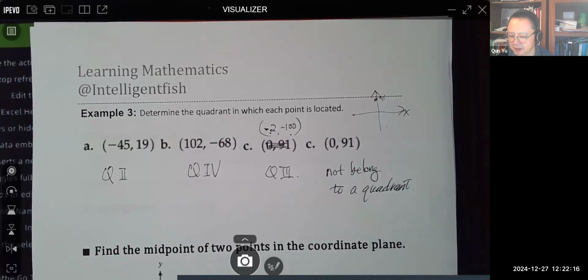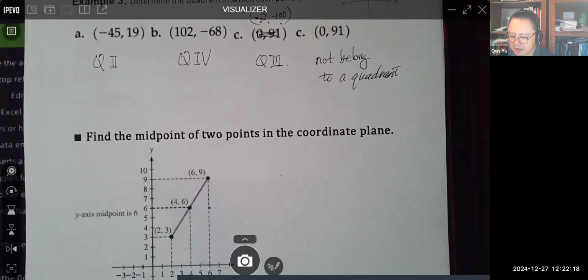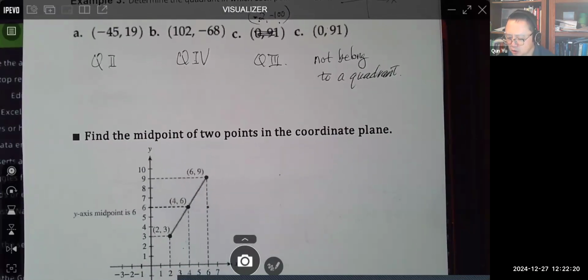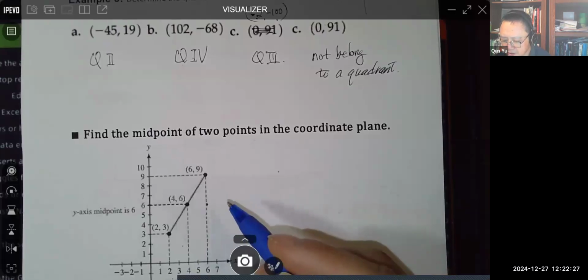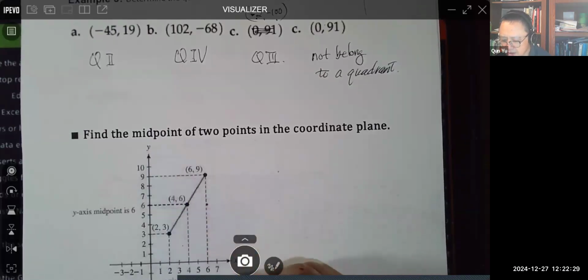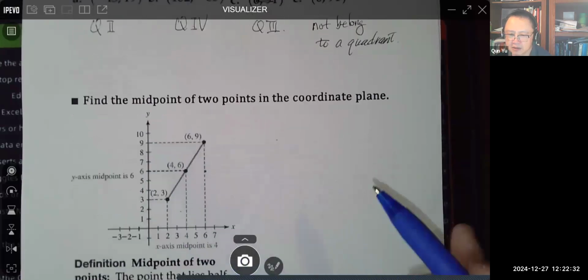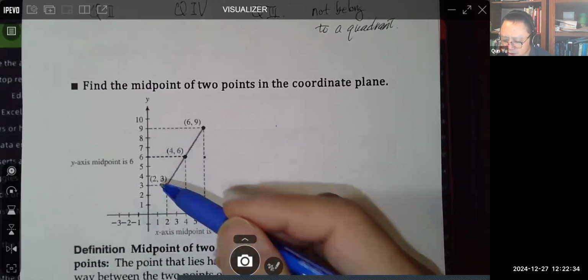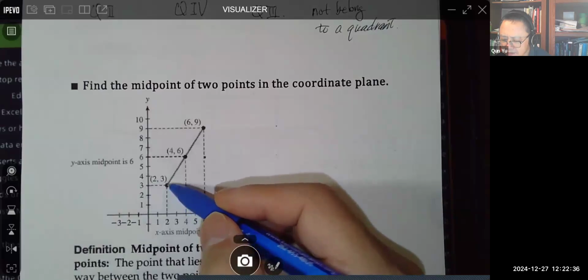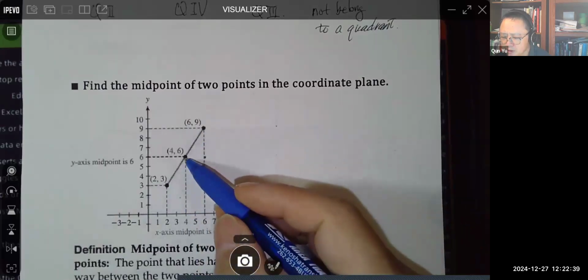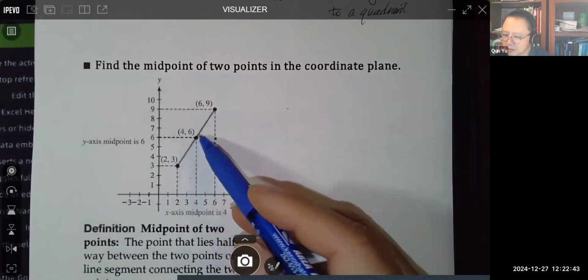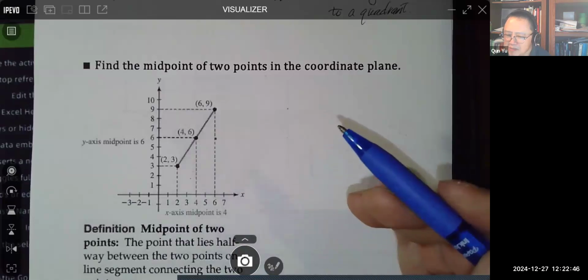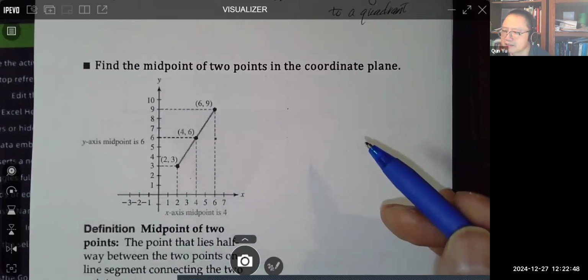Now next, find the midpoint of 2 points in the coordinate plane. Let's look at this chart. This is a demonstration. We have this rectangular coordinate system. We have 2 points, this is the first one, and the second one. This is the midpoint. How do we know it is the midpoint? We cannot say it looks like it's in the middle. That doesn't work in mathematics. We have to be precise.